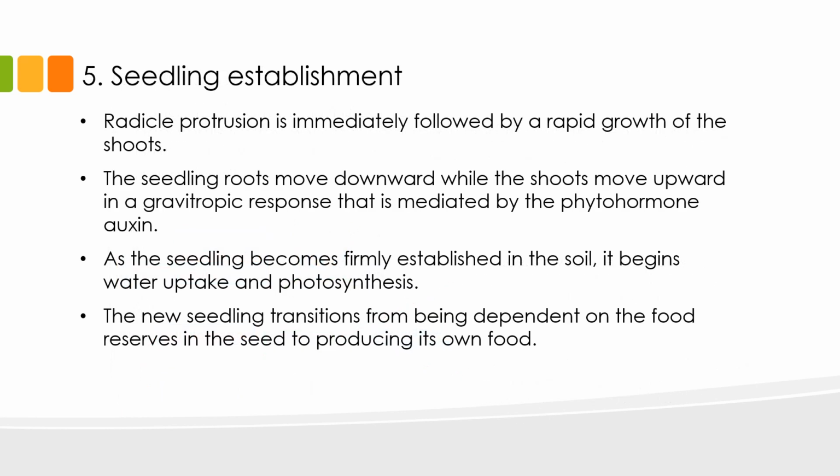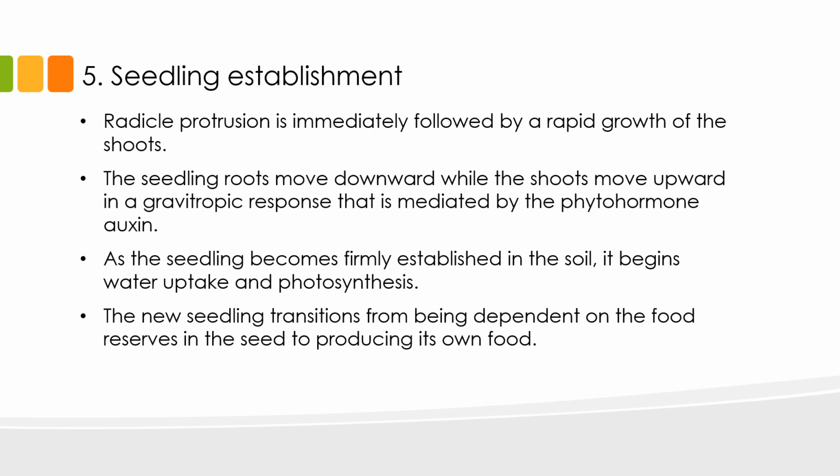Following radicle protrusion is seedling establishment. Seedling establishment is actually no longer a part or a key step in germination. As I said earlier, germination is technically defined by the protrusion of the radicle or embryonic root from the seed coat. This means that seedling establishment defines the beginning of a totally different phase in the growth and development of a plant. Seedling establishment is defined by the rapid growth of the shoots immediately following radicle protrusion.